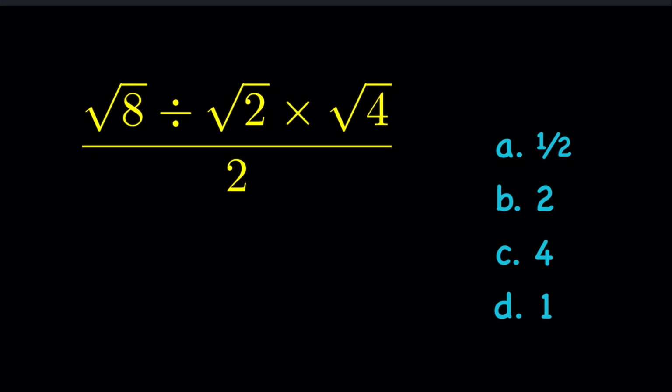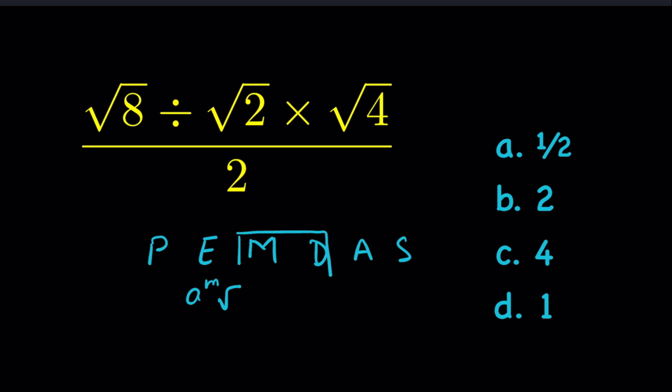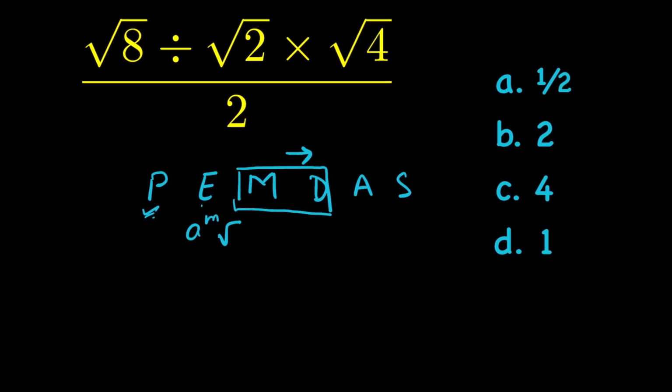As per order of operation, we first solve parentheses, then comes exponents, orders, indices, roots, then multiplication, division, addition, subtraction. This is called PEMDAS. In this, multiplication and division are grouped together and we solve them from left to right, whichever comes first. Now, since there is no parenthesis, but after parenthesis we have exponents or roots, and we have roots or radicals here. So what we can do, we can first solve radicals.